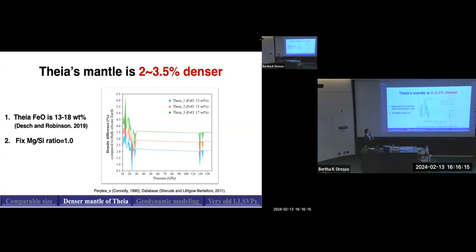So we have 3 cases for Theia's mantle: 13, 15, and 17. As you can see in these scenarios, all these Theia materials will be denser than the rest of Earth's mantle. They are about 2% to about 3.5% denser than the Earth's mantle, slightly denser, not crazy high. So this density anomaly is a parameter that I'm going to use in our mantle convection simulations.